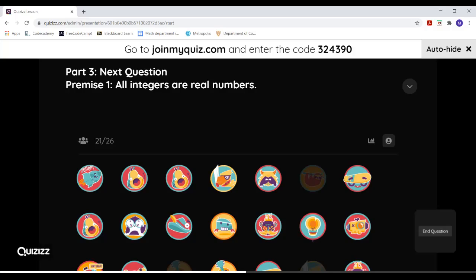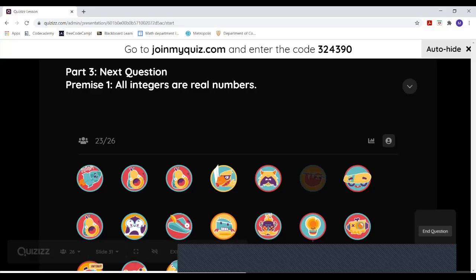There's about two or three people. Oh, come on, this is a 50-50 shot. I think there's three people that fell asleep, huh?